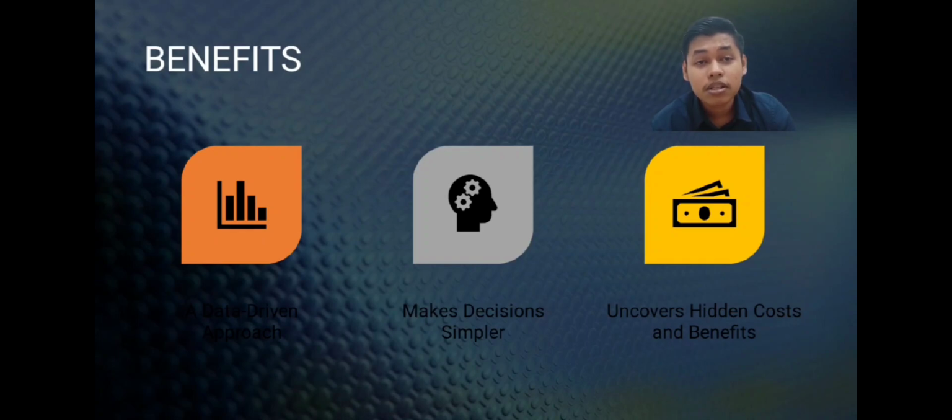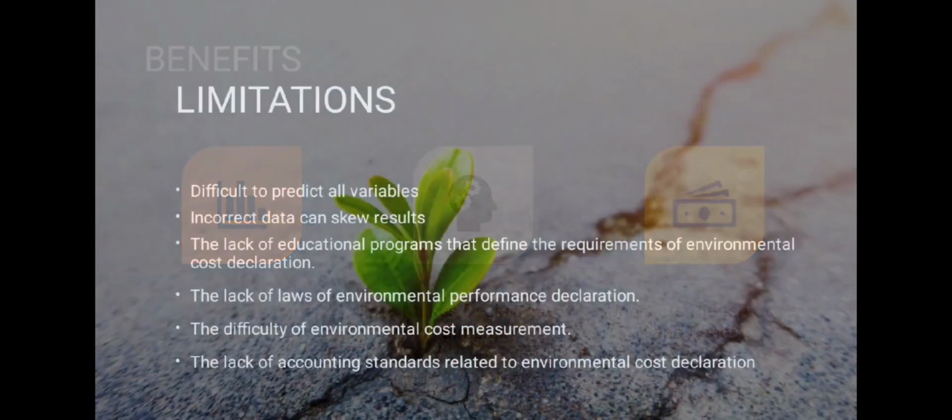The last benefit is uncovering hidden costs and benefits. Environmental cost-benefit analysis forces us to outline every potential cost and benefit associated with a project, which can uncover less obvious factors like indirect or intangible costs. This can be said that it is a must for the company to identify environmental costs in order to evaluate whether to take the project or not.